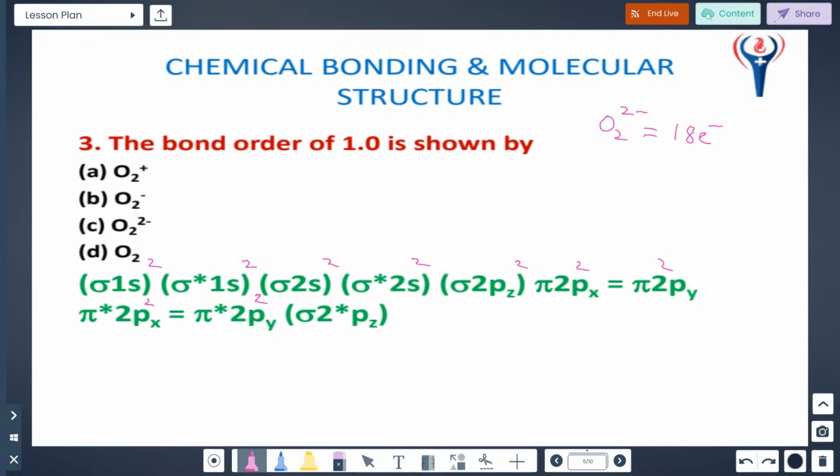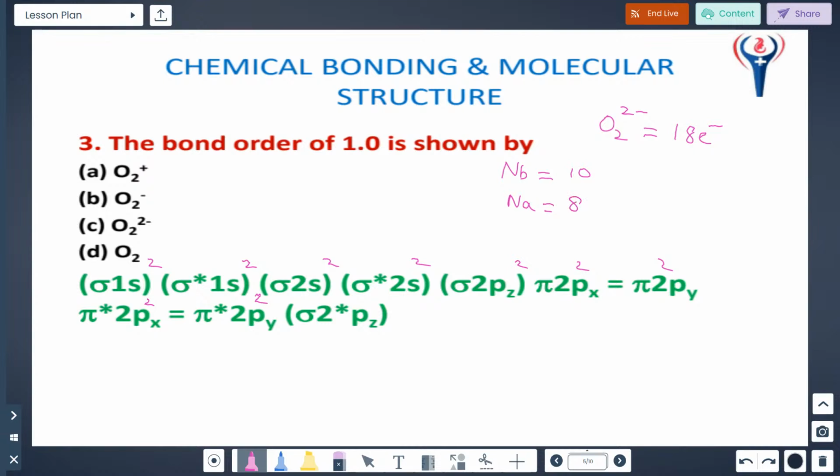Now you know the number of electrons in bonding molecular orbitals and the number of electrons in anti-bonding molecular orbitals. Bonding means no star symbol. That's called bonding. 2, 4, 6, 8, 10, only 10, isn't it? If you have any star symbol, it's called anti-bonding. Here star symbol: 2, 4, 6, 8. So there are 8 electrons.